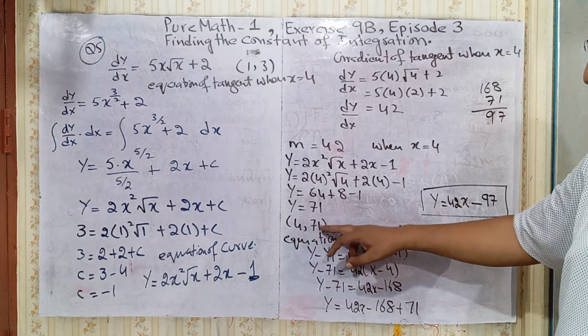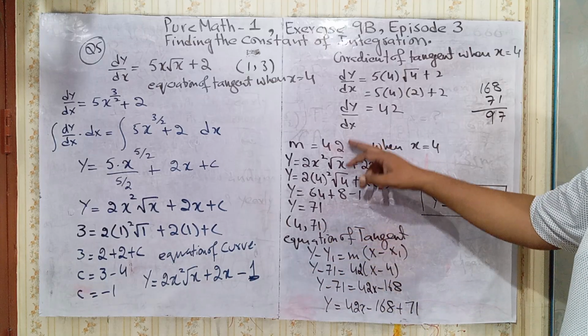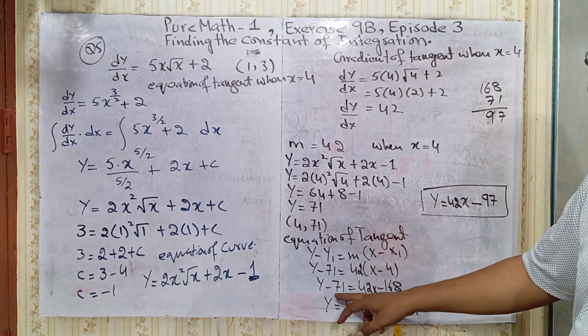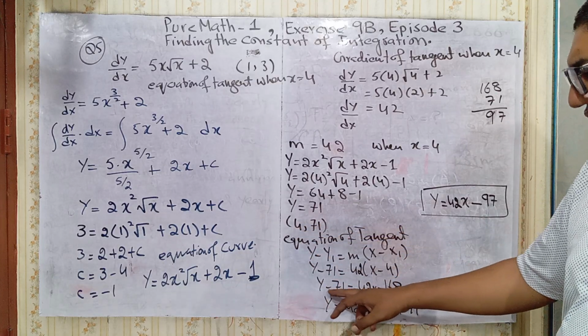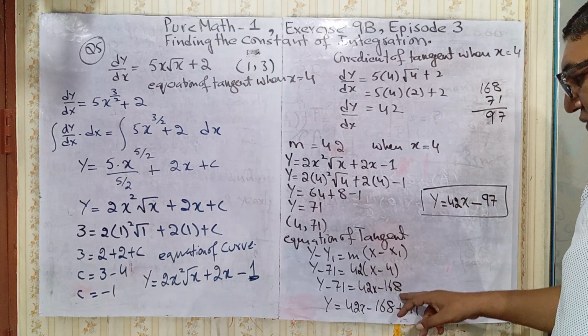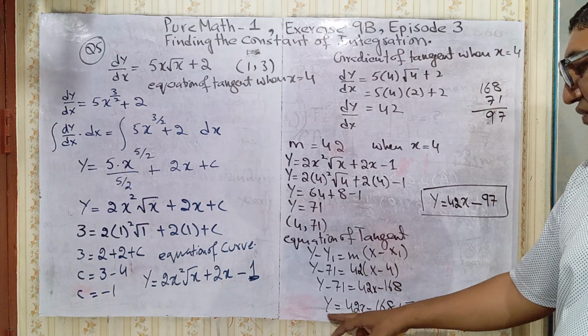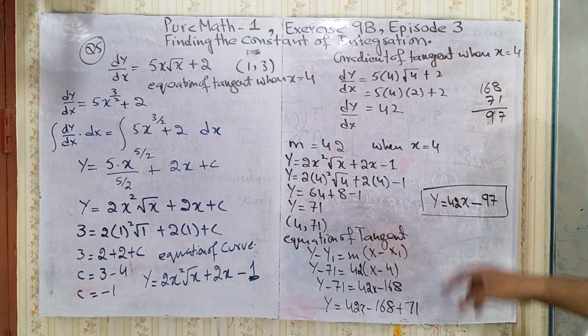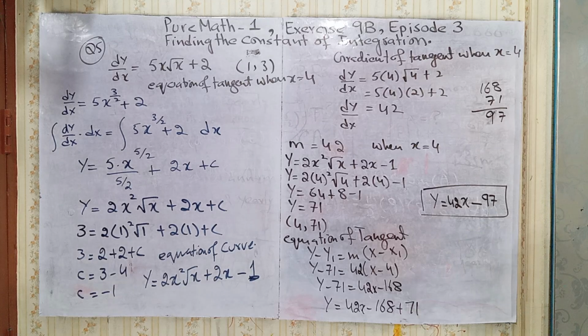y minus y1 is 71, m is 42, and x1 is 4. So y minus 71 is equal to 42x minus 42 multiplied by 4, that's 168. So y will be equal to 42x minus 168 plus 71. So y will be equal to 42x minus 97. So this is how you will do question number 5.